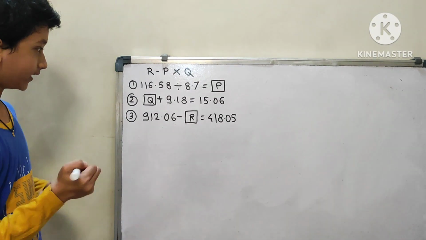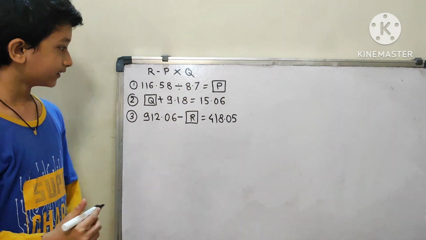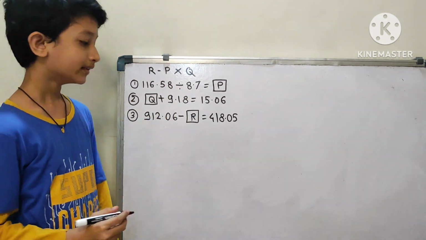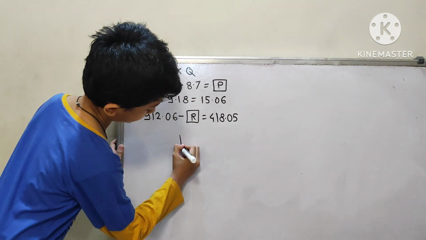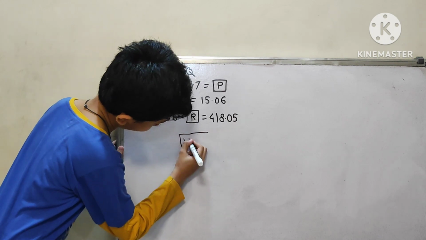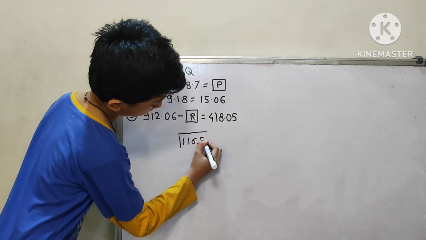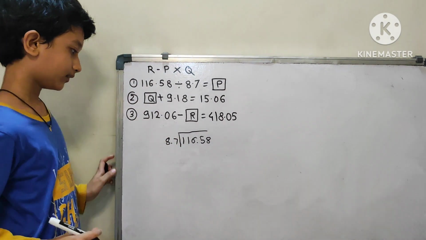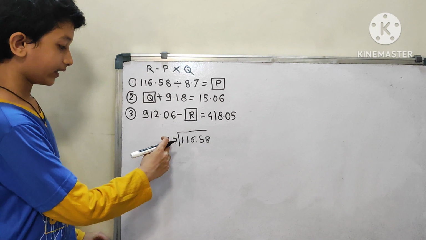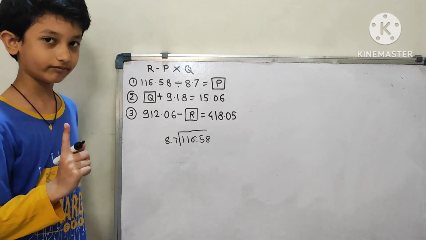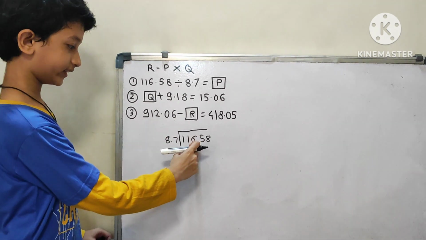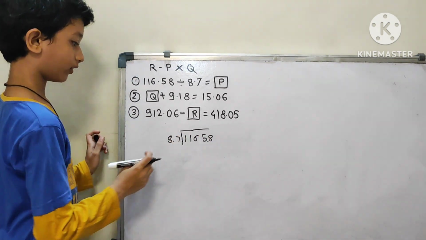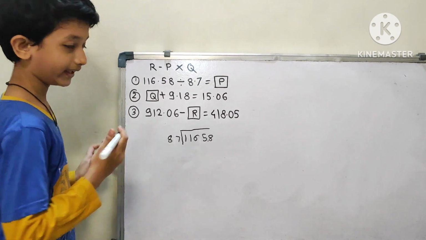So here first we will find the value of P. So here 116.58 divided by 8.7. So here 116.58 and here 8.7. So here we have to remove this decimal, and here after the decimal there is only one digit. So we will also shift this decimal one digit next. So here will be the decimal on this side and this decimal will be removed.